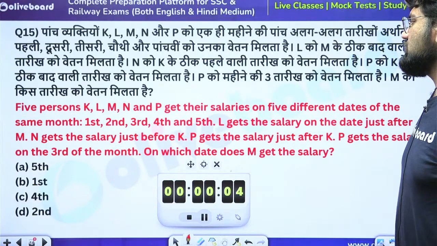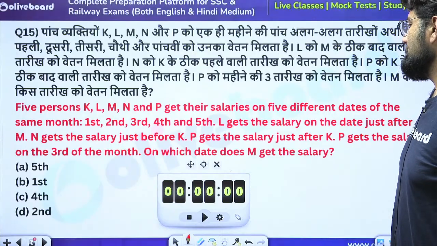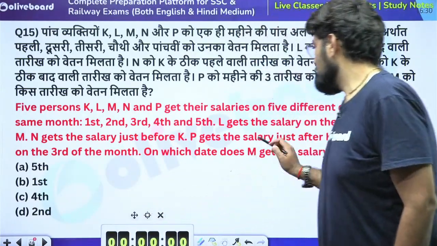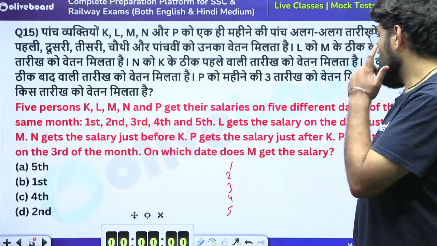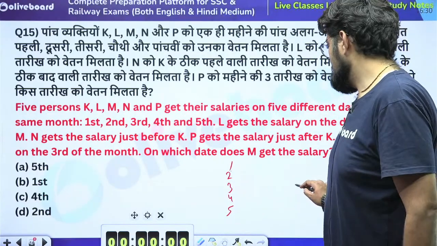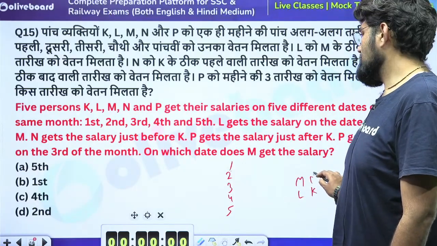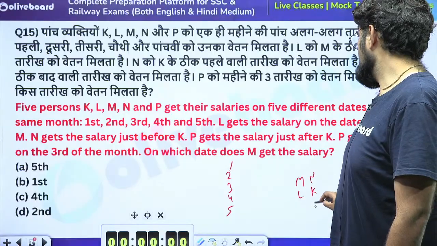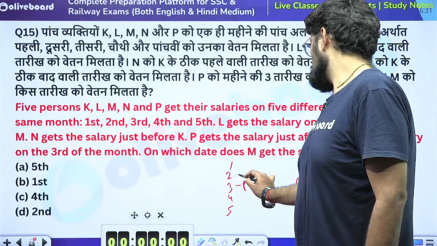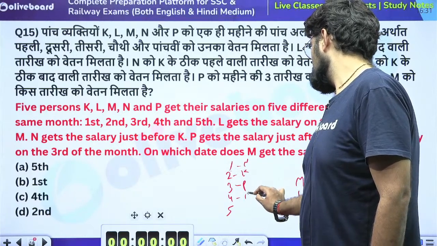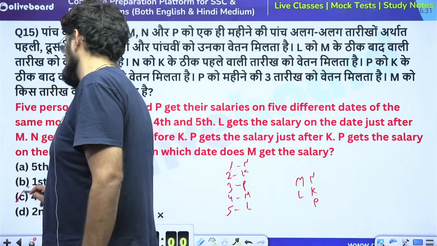So there are 5 persons who get their salaries on 5 different dates of the same month. So we'll say 1, 2, 3, 4, 5. L gets the salary on the date just after M. N gets salary just before K. P gets salary just after K. P gets the salary on the 3rd of the month. So surely this is K and this is N. So this has to be M, this has to be L. There's no other option left. On which date does M get the salary? 4th. Simple.